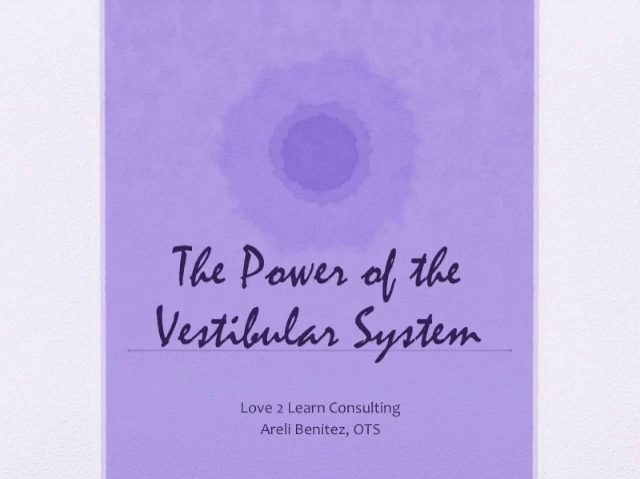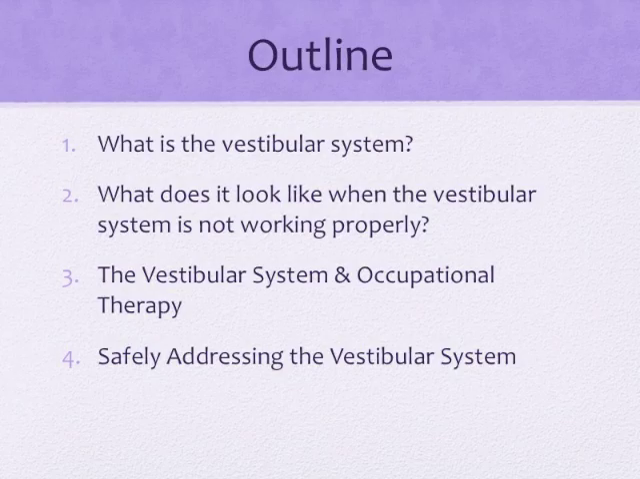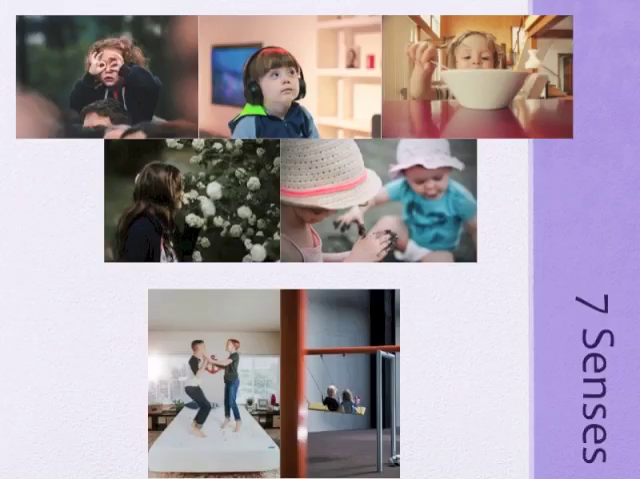Let's talk about the vestibular system. This presentation is divided into 4 parts. What exactly is a vestibular system? How a child will behave when the system isn't working properly? The system in occupational therapy. Hint, it involves a variety of swings. And lastly, suggestions on how you, as a behavior therapist, can safely use some tips and tricks to get the most out of your session.